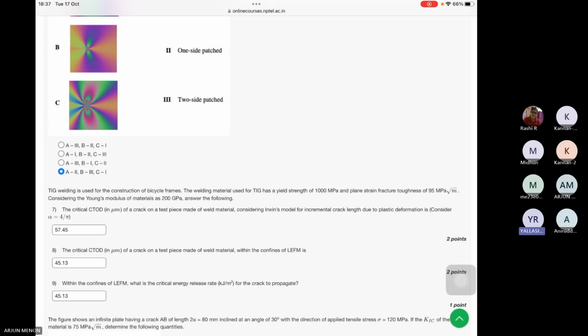Like Arjun, one question. Here we got 57.45, right? But for me, I got 57.4562, something like that. No problem, we'll check. So you have written 4 by pi into K1. K1 is 95 megapascal, and divided by 200 which is in gigapascal. I think I converted everything into pascals and then did it.